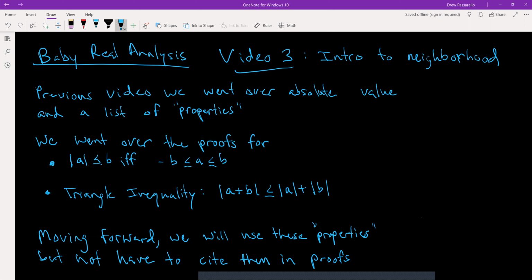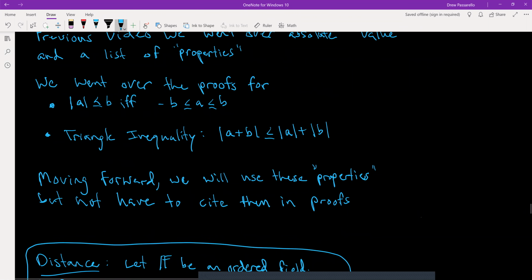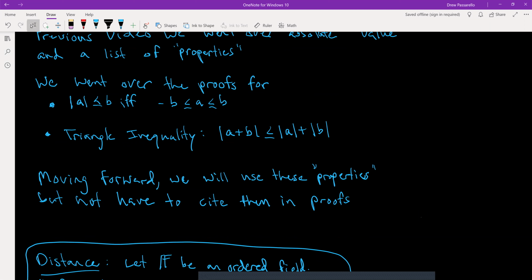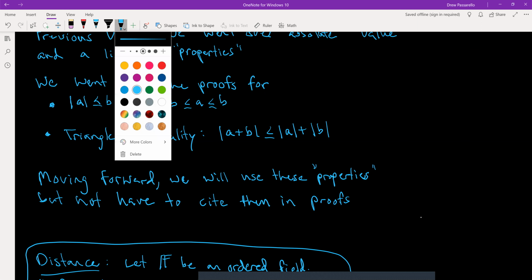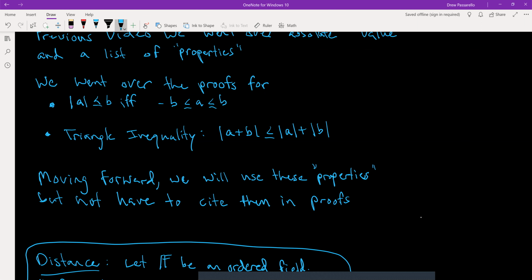So moving forward, to make it less tedious, we're going to assume these properties like we already know them, so that we don't have to necessarily cite them by the property letter. Because I know in the previous video when I did the proof of one of these, I was like, by property C or by property H or whatever. We're not going to have to do that. We're going to assume that we already know these properties.